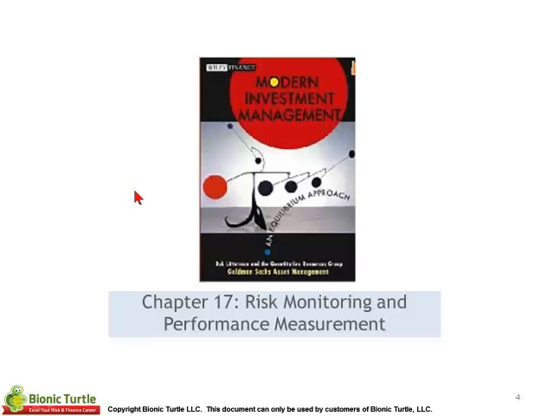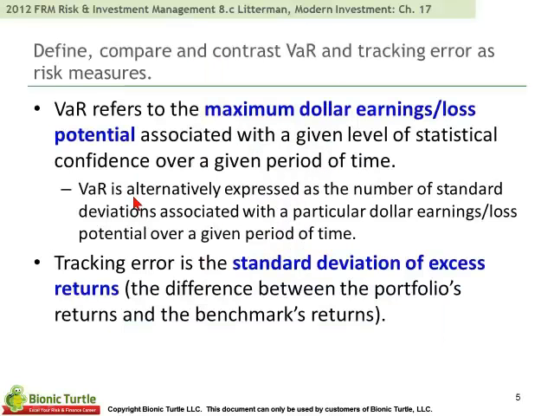Portfolio. Chapter 17. First, an aim that really at this point probably should strike you as fairly redundant: the contrast between VAR and tracking error. So VAR is the maximum dollar earnings or loss potential associated with a given level of statistical confidence over a given period of time. That should be familiar, particularly in the sense that we've got the two design decisions that need to be made, statistical confidence and the horizon.